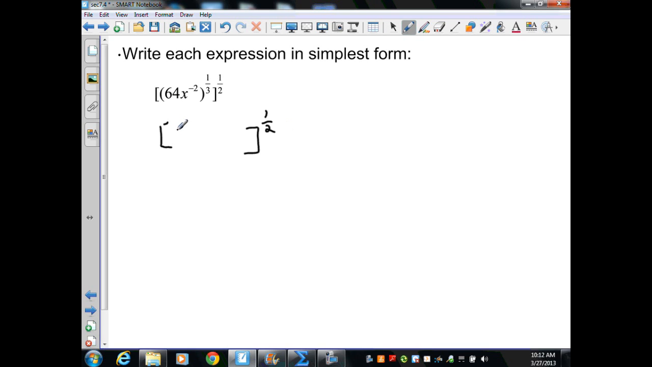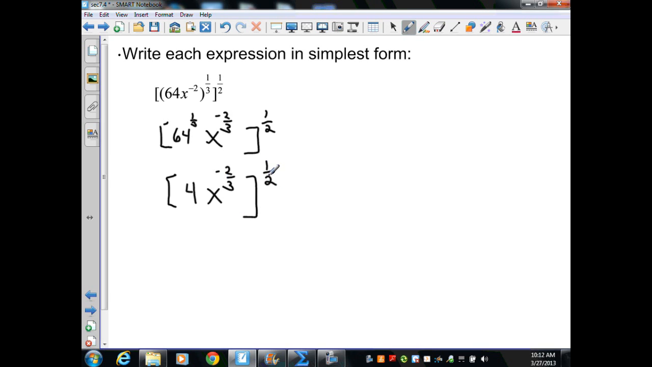Here I'm going to have 64, which is to the first power. 1 times 1/3 is 1/3. X, negative 2 times 1/3 is a negative 2/3. I can simplify, and I know that 64 to the 1/3 is the cube root of 64, which I know is 4. X to the negative 2/3, and that is all taken to the 1/2 power.